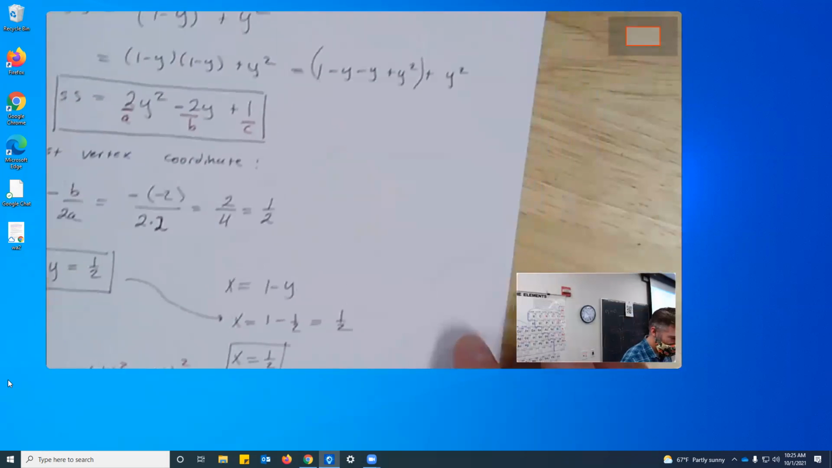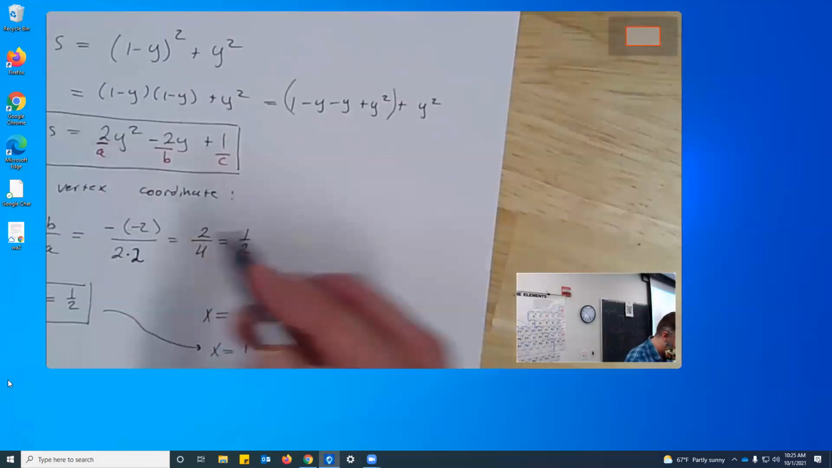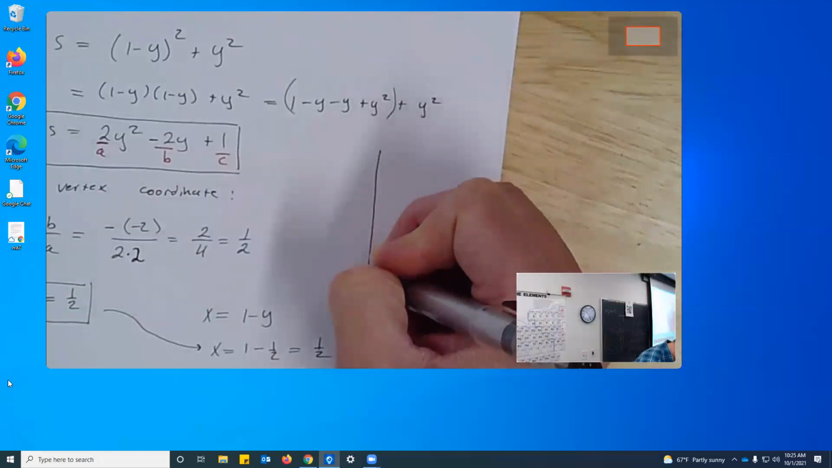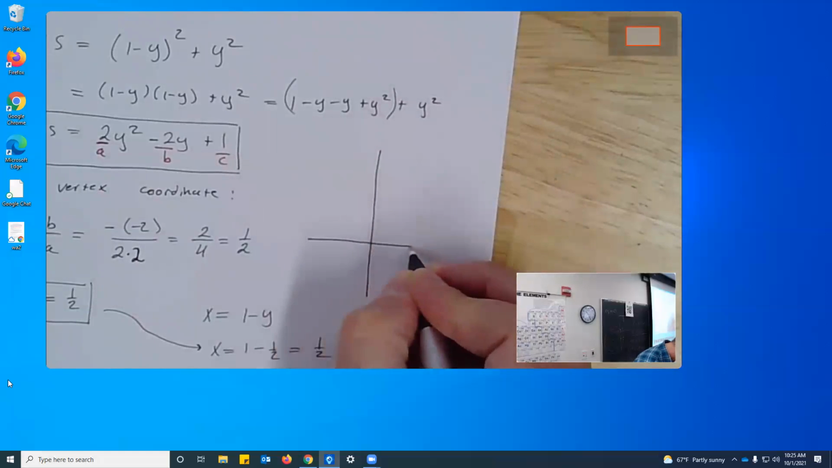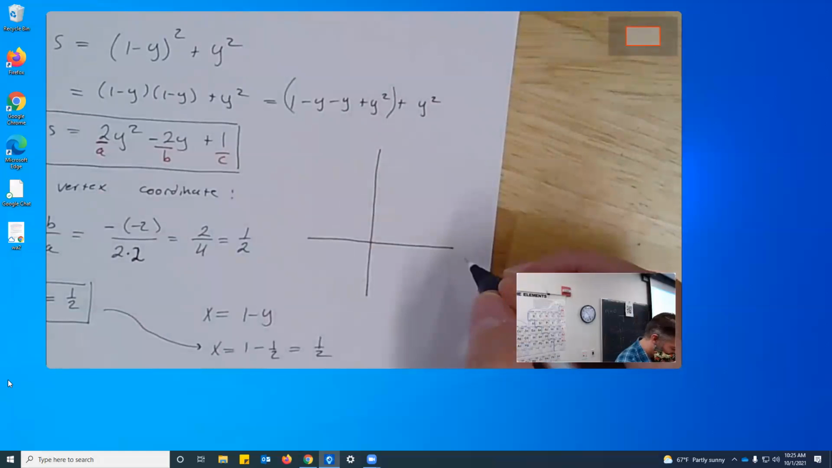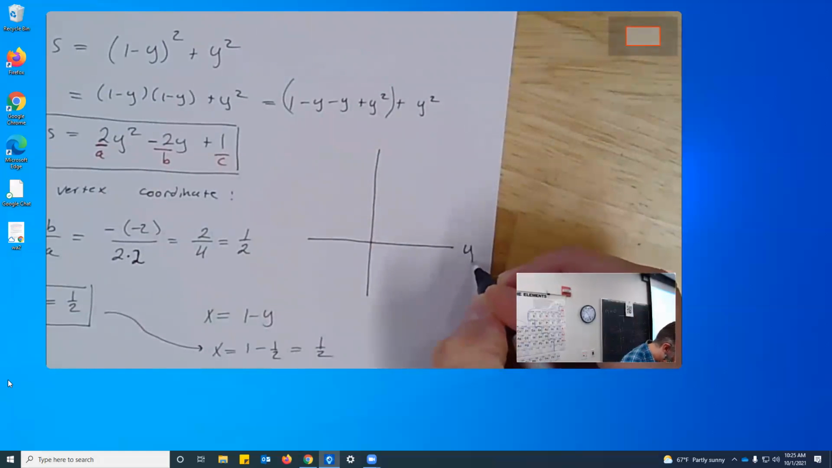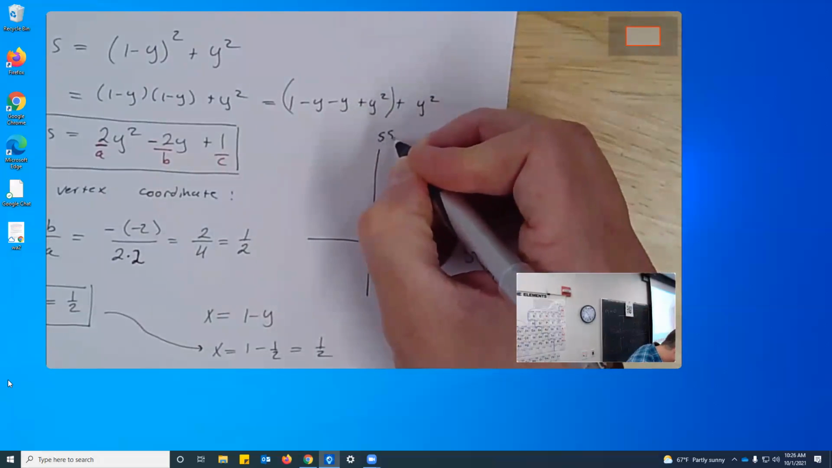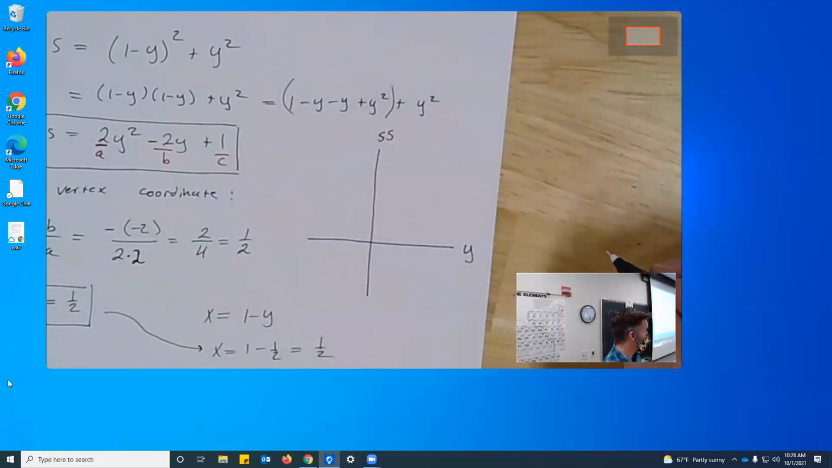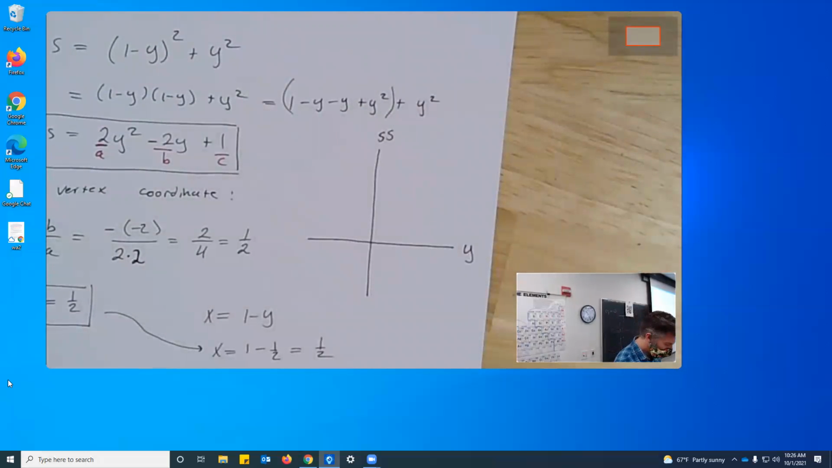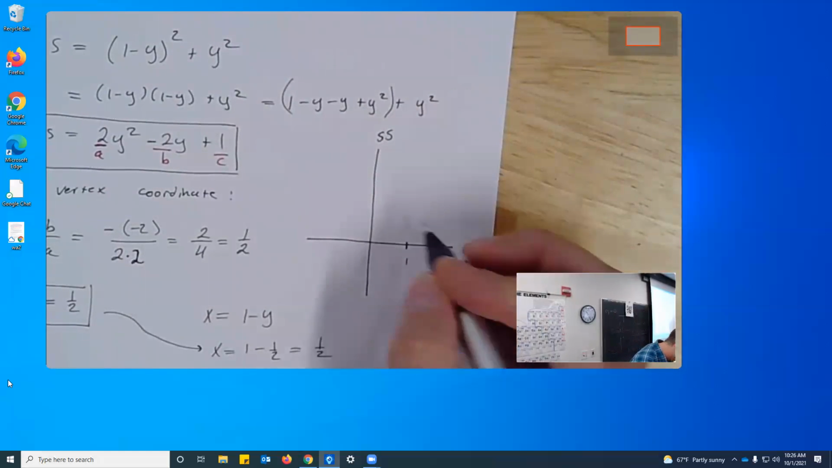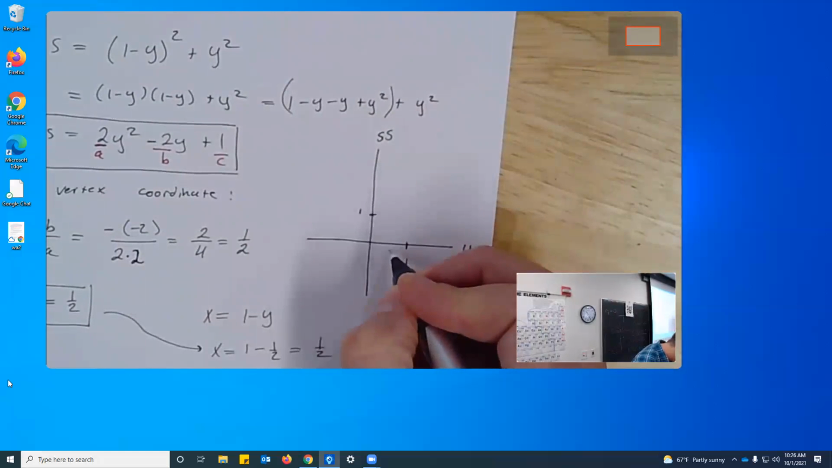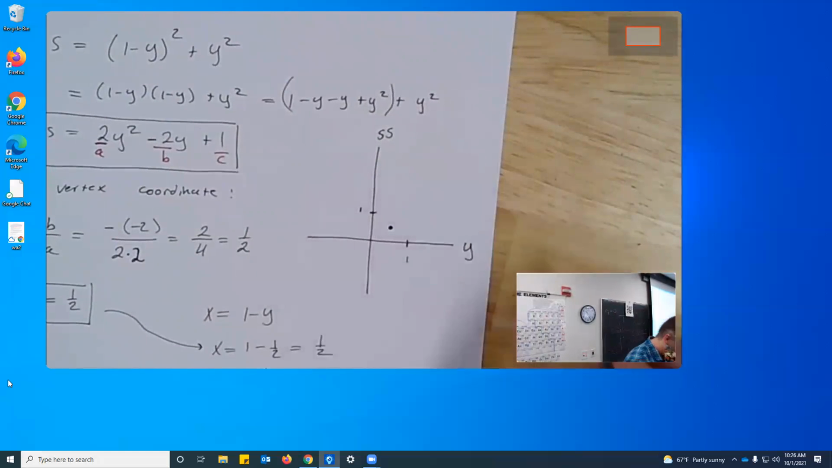Let's go ahead and look at the graph of this. So if I was going to graph this, here's what it would look like. My horizontal axis is the y-axis, because those are my inputs, and my vertical axis is the sum of squares axis, because those are my outputs. X isn't occurring anywhere on this graph. My vertex is when y is 1/2 and the sum of squares is 1/2. So there's my vertex.